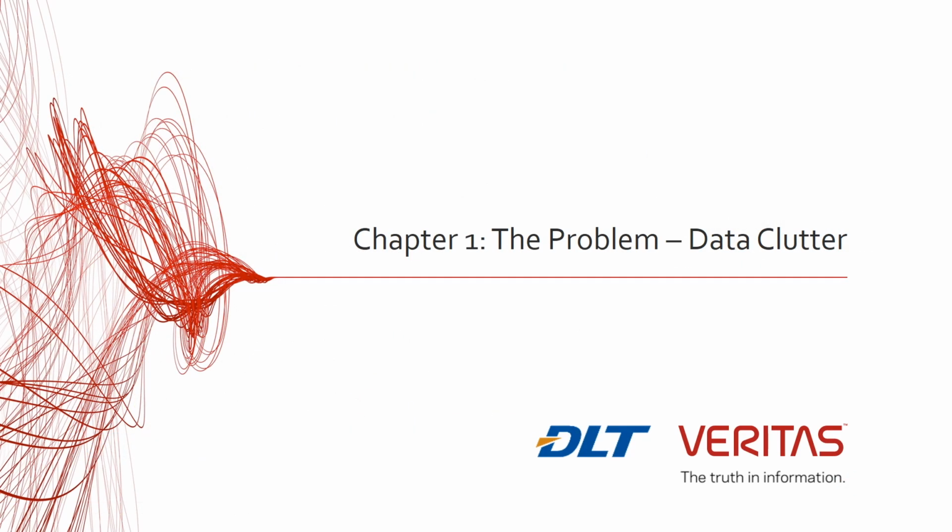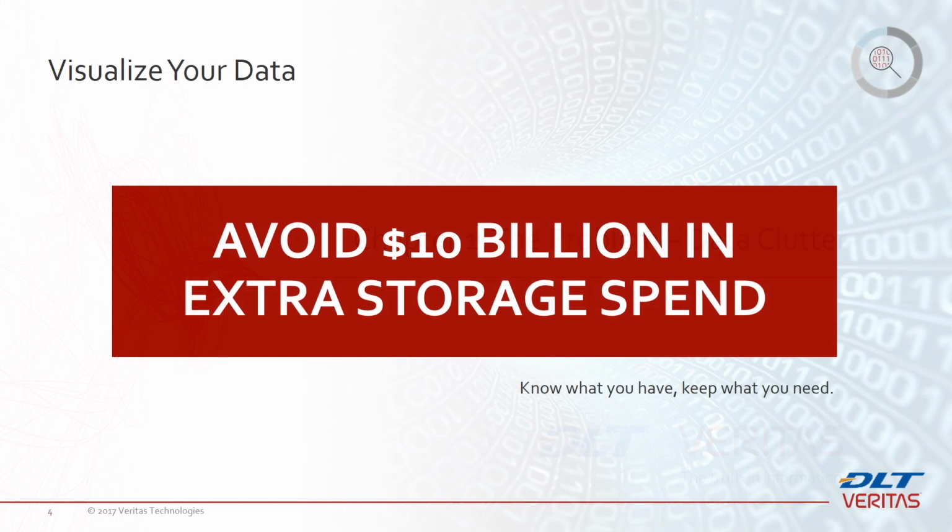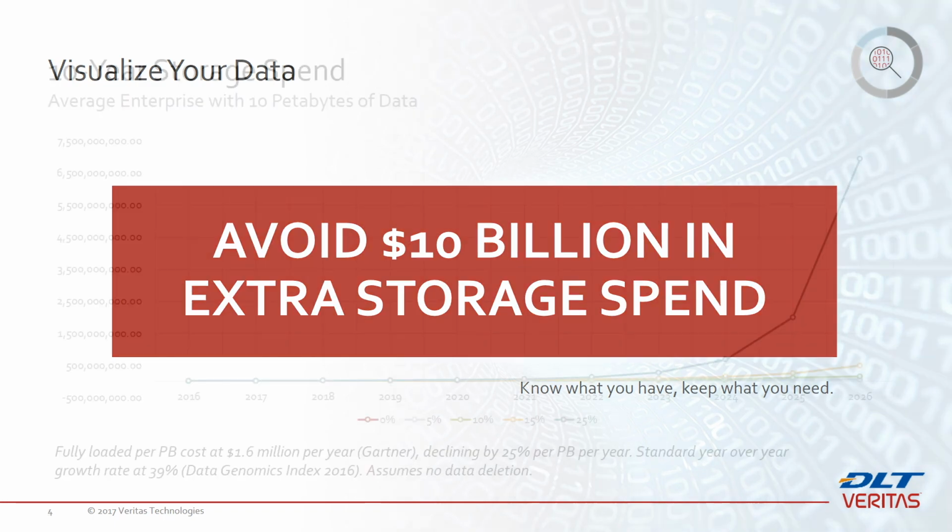Chapter 1, the problem, data clutter. Firstly, is data visibility. You need visibility into your data regardless of where it is. Why is this important? Well, one obvious reason is to avoid unnecessary storage spend. Another is so you can actually maximize its value. It is critical to know what you have so you can keep and eventually monetize what you need. Let me boldly say that if you do not gain visibility into your data, you're likely to incur an extra $10 billion of storage spend over the next 10 years.